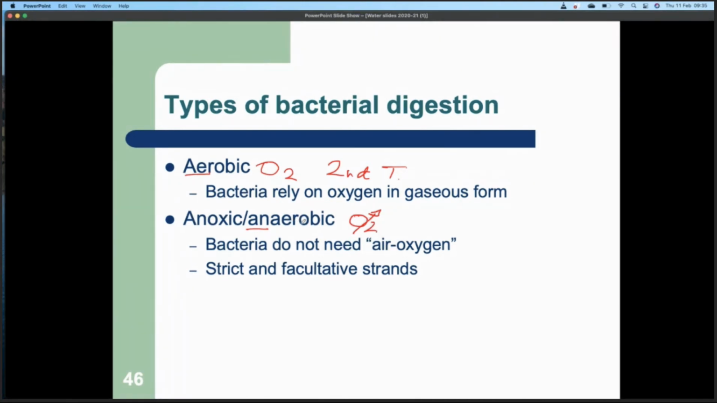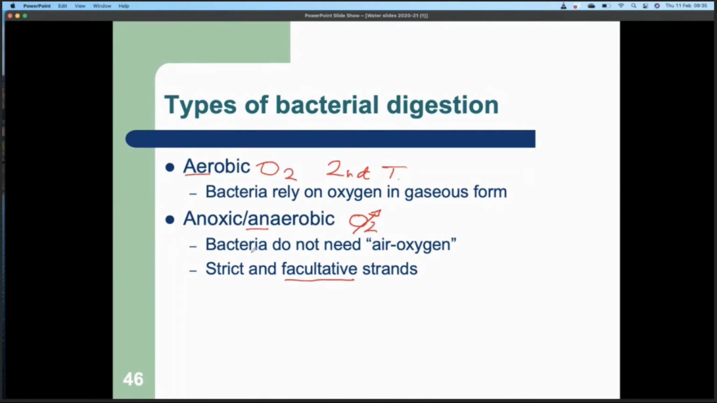So anaerobic bacteria are really quite fussy about this sort of stuff. Anoxic bacteria are different in that they really are facultative. So what we have here is the strict strands. You have some bacteria that are only aerobic and they only function in the presence of oxygen. You have anaerobic bacteria that are strictly anaerobic, so they do not function in the presence of oxygen. And then you have the facultative strands that can switch between respiration, between aerobic and anoxic.